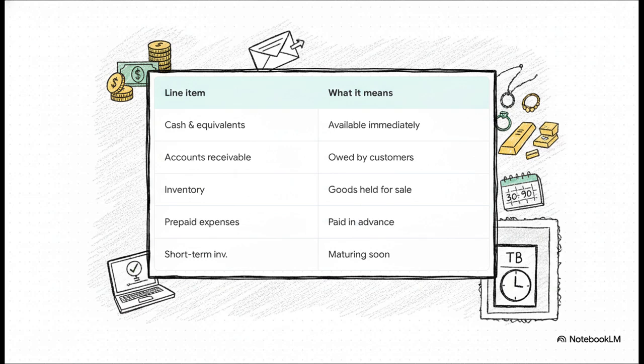Then there's inventory. Think of a jewelry business like P&J, for example. Their raw gold, the finished jewelry waiting in the display cases, the packaging materials, all of that lives right here as short-term fuel. We also have prepaid expenses, like an annual software subscription you just paid for upfront, and short-term investments, like treasury bills you actually plan to sell within the year.